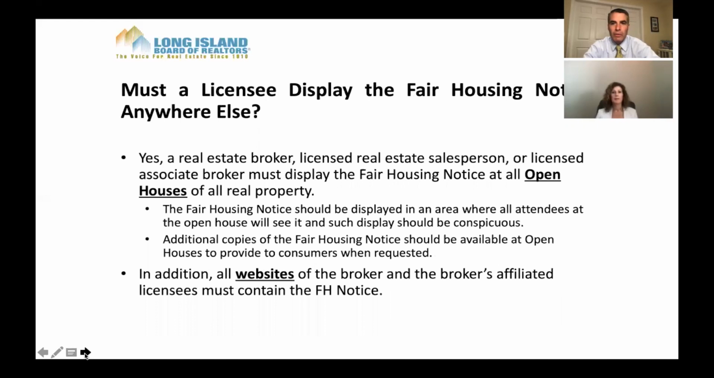Must a licensee display the Fair Housing Notice anywhere else? The answer is yes. A real estate broker, licensed real estate salesperson, or licensed associate broker must display the Fair Housing Notice at all open houses of real property. The Fair Housing Notice should be displayed in an area where all attendees at the open house will see it, and such display should be conspicuous. Additional copies of the Fair Housing Notice should be available at open houses to provide to consumers when requested. In addition, all websites of the broker and brokers' affiliated licensees must contain the Fair Housing Notice.